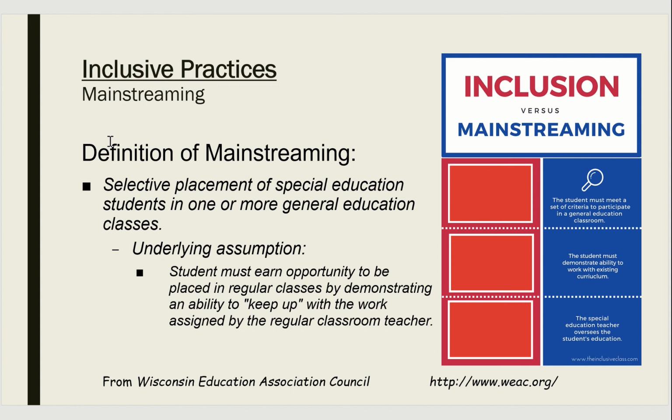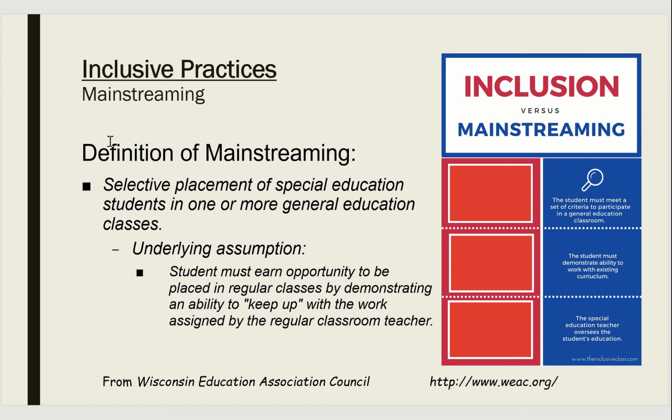So a definition of mainstreaming is it's a selective placement of special education students in one or more general education classes. And that's in many, many ways a good thing. Hey, you know what? Instead of being in a special day class, this kid is coming out for one or two classes, you know, et cetera, et cetera. And a lot of times we pat ourselves on the back for that. And in some cases, it truly should be celebrated.